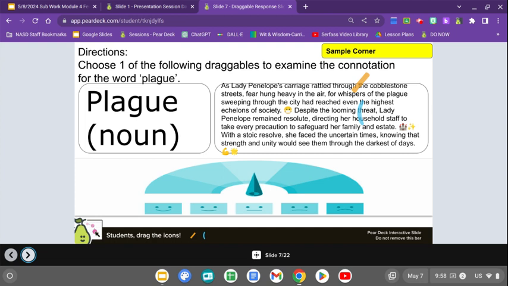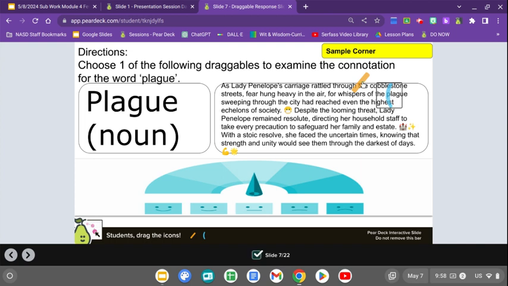As Lady Penelope's carriage rattled through the cobblestone streets, fear hung heavy in the air. Whispers of the plague sweeping through the city had reached even the highest echelons of society. Despite the looming threat, Lady Penelope remained resolute, directing her household staff to take every precaution to safeguard her family and estate. With a stoic resolve, Lady Penelope faced the uncertain times, knowing that strength and unity would see them through the darkest of days. So that word plague, especially based on where it is, move that green parentheses, please, to that word plague. There it is, right on the P, I'm going to put it.